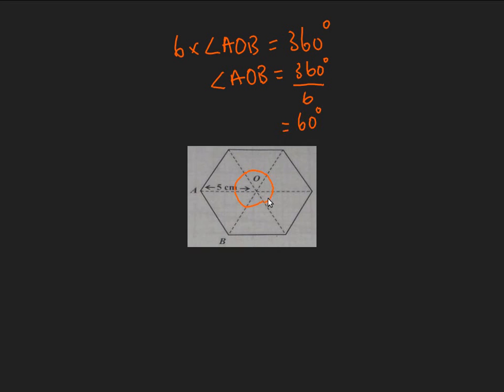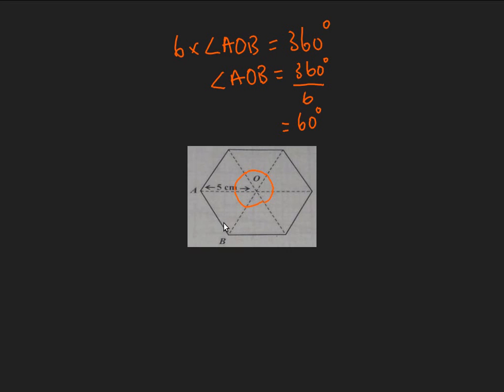Now the sum of these angles is 360 degrees. So it means then that 6 times angle AOB is equal to 360 degrees. And so angle AOB is equal to 360 degrees divided by 6, which is equal to 60 degrees. So the size of angle AOB is 60 degrees.